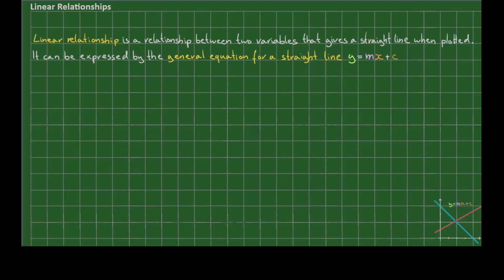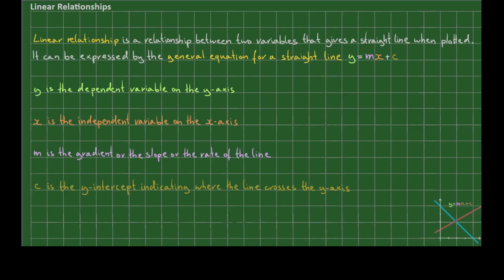What do all of these terms mean? Y is the dependent variable that we are going to plot on the y-axis. X represents the independent variable on the x-axis. M is the gradient, also known as the slope or the rate of the line. And C represents the y-intercept. It indicates where our line will cross the y-axis.